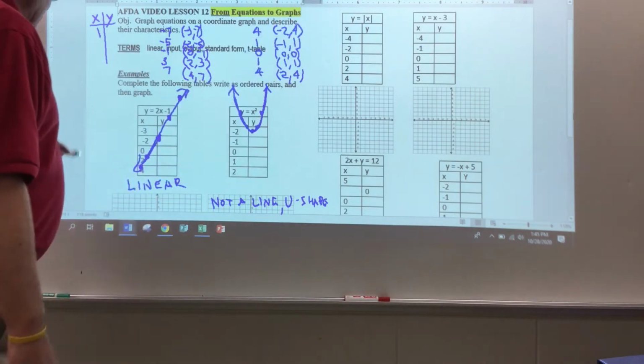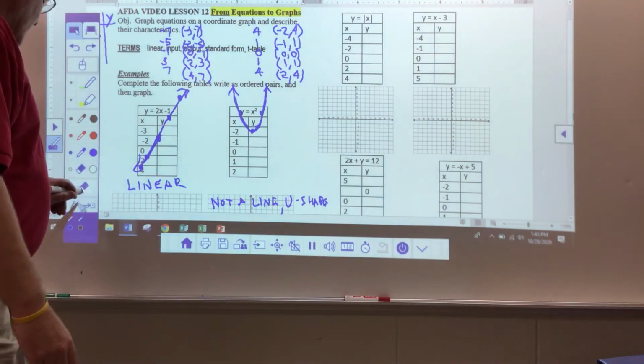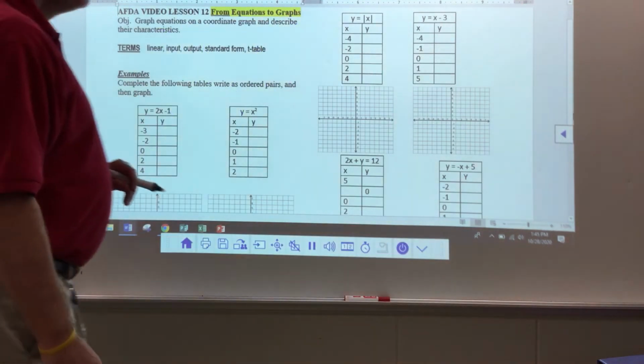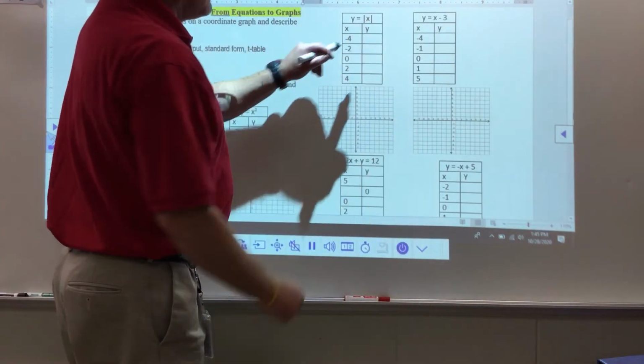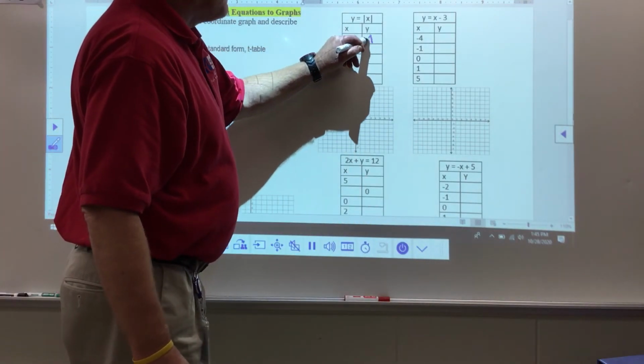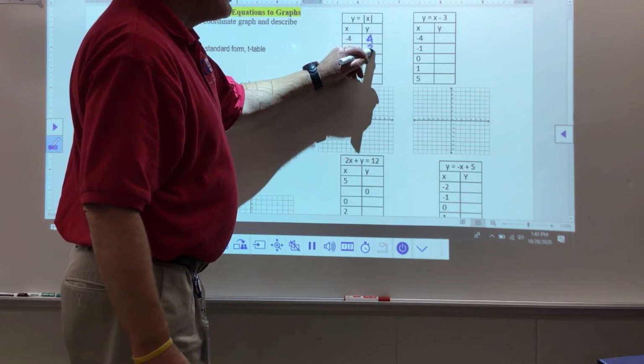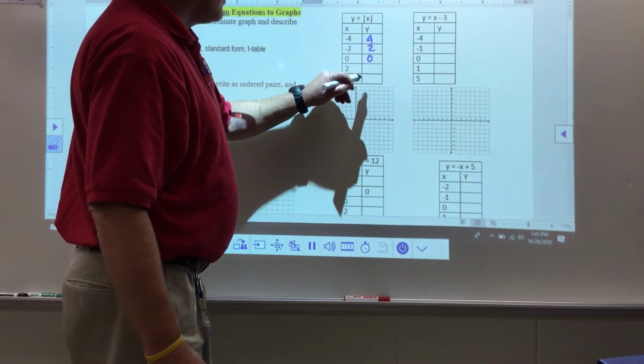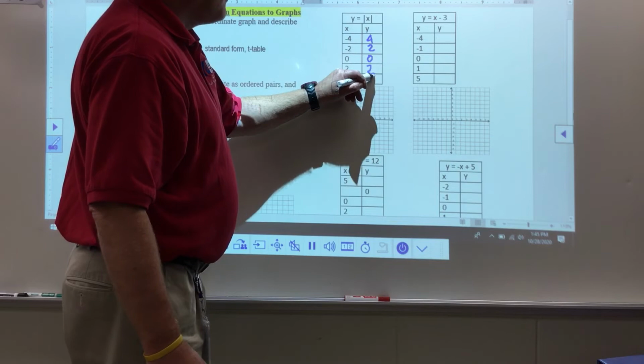I'm going to go here on the right side of the screen. I'll clear this out. So let's take the absolute value of this x. The absolute value of -4 is 4. -2 is 2. 0 is 0. 2 is 2. And 4 is 4.